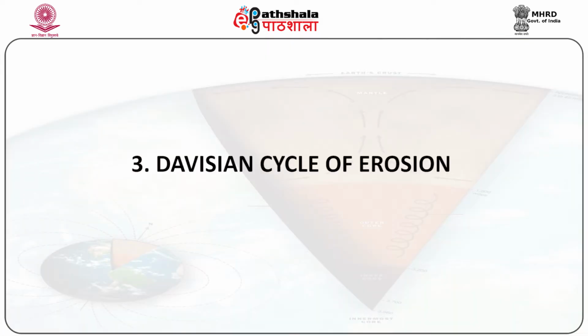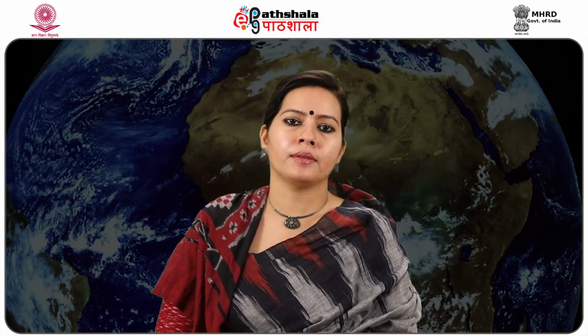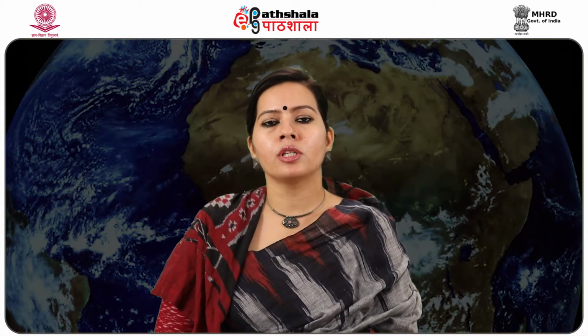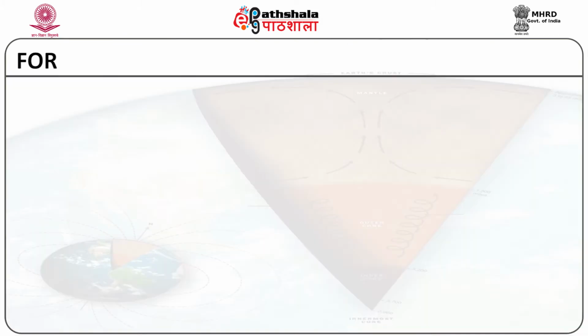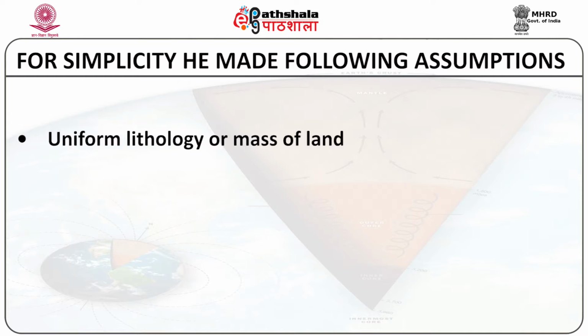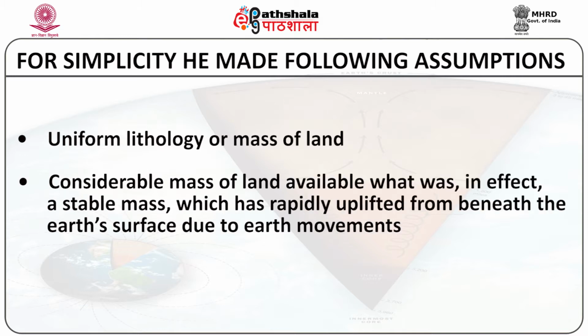Third point is the division of the cycle of erosion. Davis gave the most complete and ideal cycle of erosion in the most simple and persuasive way, naming each stage after the stages of human life, that is youth, maturity and old age. Figure 1 shows the Davis cycle of erosion. For simplicity, he made the following assumptions. First, uniform lithology or mass of land. Second, a considerable mass of land available, in effect a stable mass, which has rapidly uplifted from beneath the earth's surface due to earth movement.